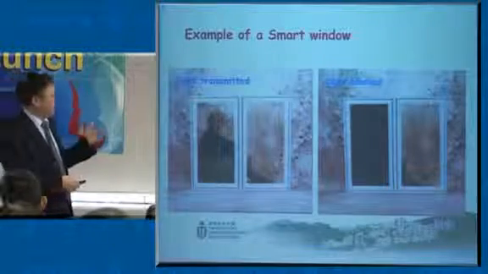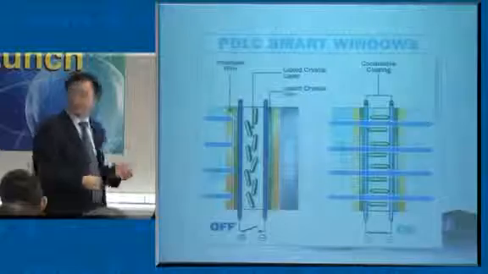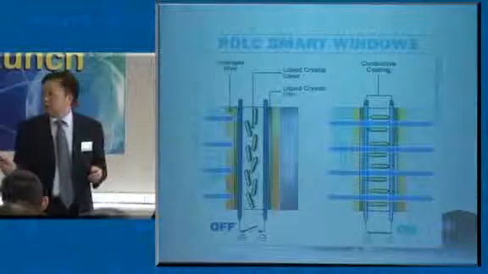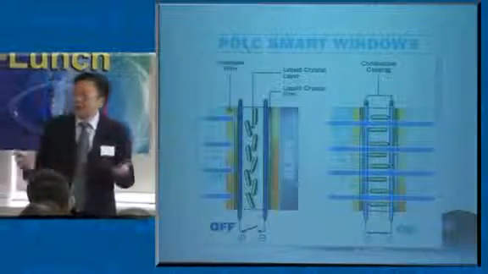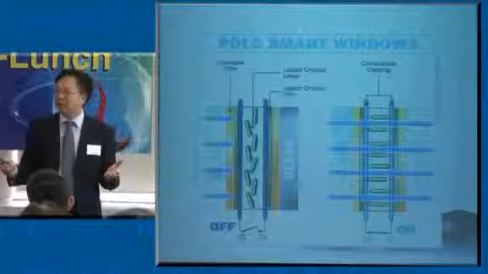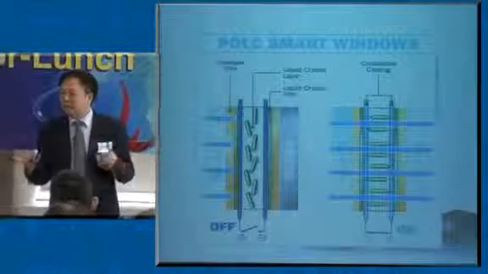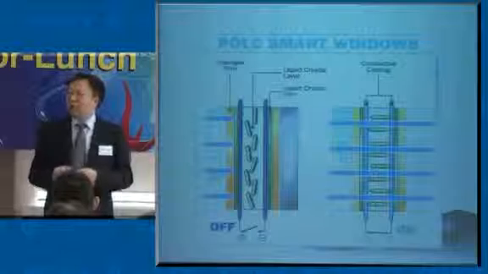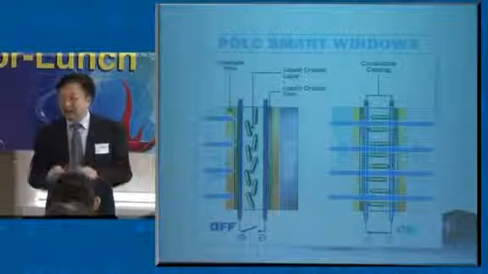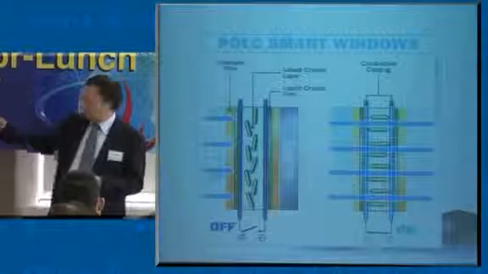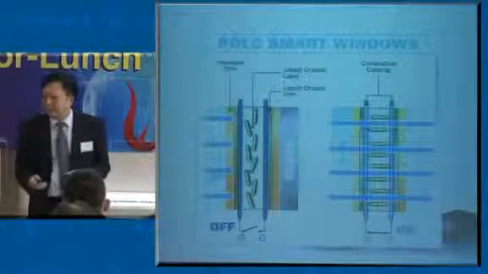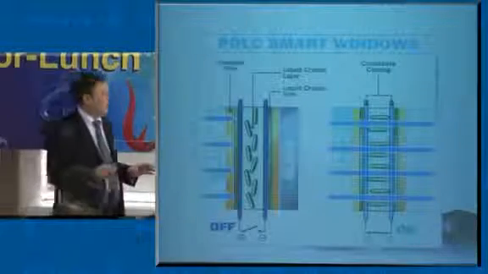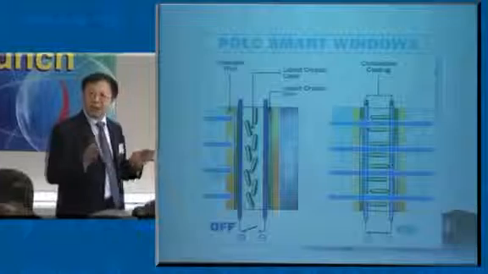A smart window is usually made with liquid crystal. Liquid crystal is very expensive, and the process is difficult. For mass production, for a building, it costs a lot. So it's not useful for huge applications.